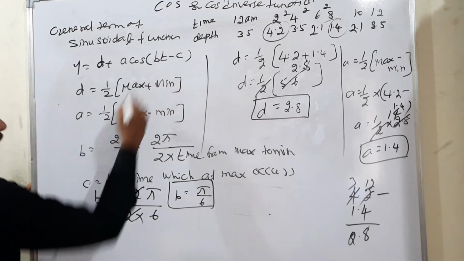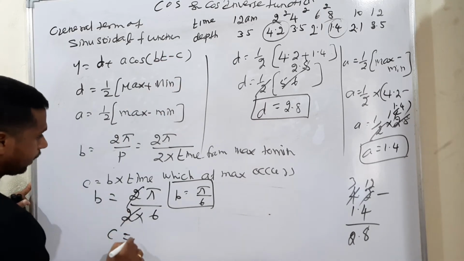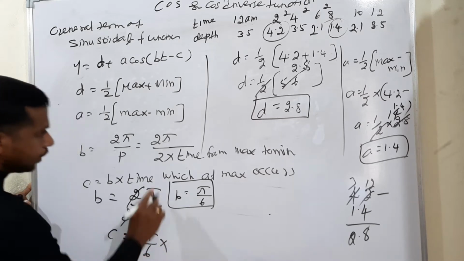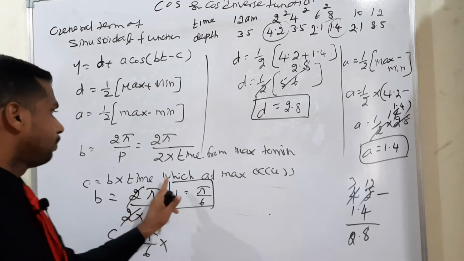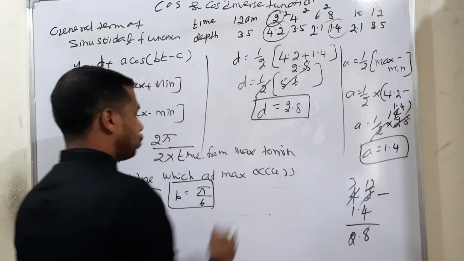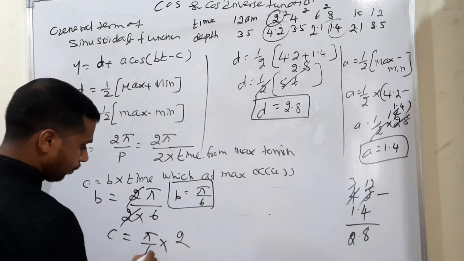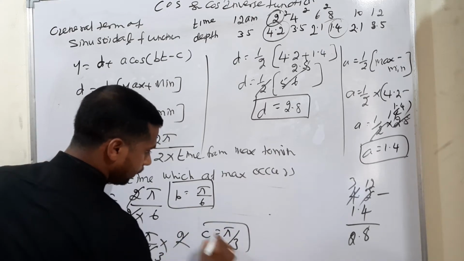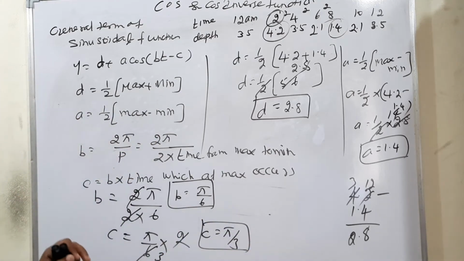Now we need the final one, C. C means B into the time at which the maximum occurs. B value we already found, pi by 6, into the time at maximum. Maximum occurs at 4.2, and the time is 2. So 6 and 2 cancel means 3. So C is equal to pi by 3. Therefore what is the formula?